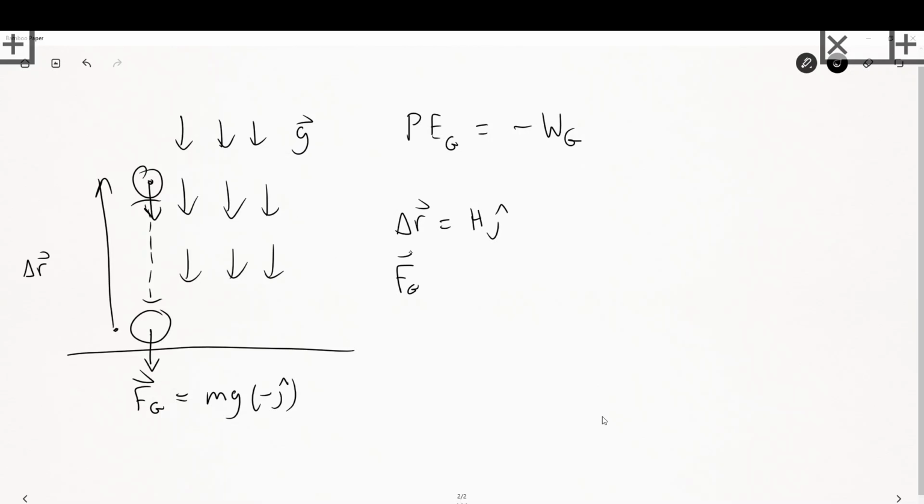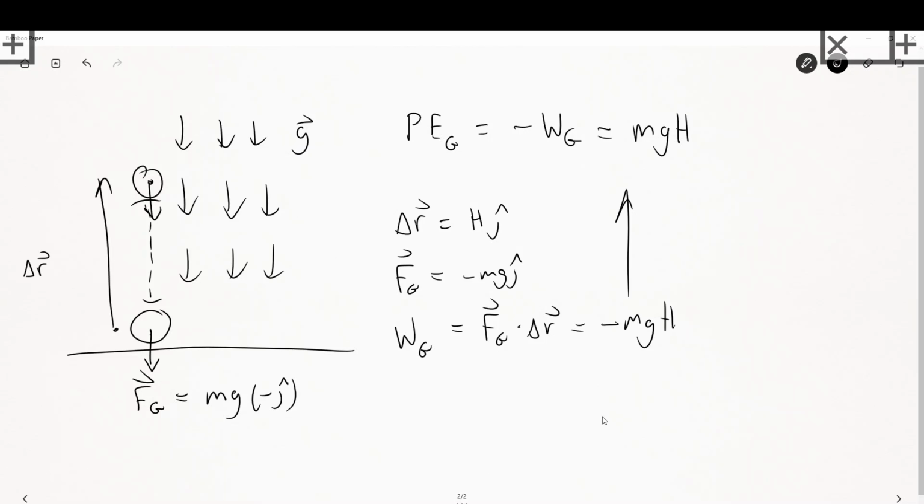My force is minus mg j hat, and the work done by the force of gravity is the dot product of those two. It should be minus mgh. You can then substitute that up here, and I get positive mgh is the potential energy of a massive object in the presence of a gravitational field, at least a uniform gravitational field.